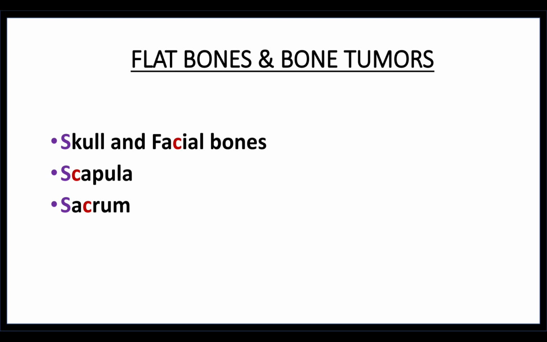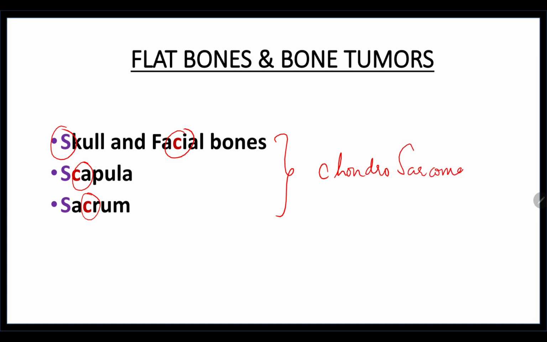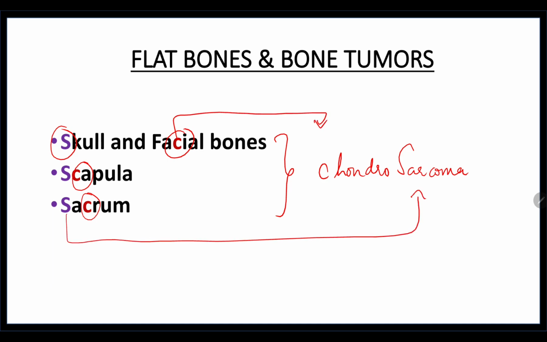As far as bone tumors are concerned, we're now going to divide into a flat bone tumor and long bone tumor. As far as flat bone is concerned, whenever someone is asking us to say the names of a flat bone, we'll start with skull, scapula, and sacrum. One peculiar thing about all these names is it has C and as well S. With this, we are going to remember C for chondro and S for sarcoma. Thereby, the common tumor in the flat bone is chondrosarcoma.